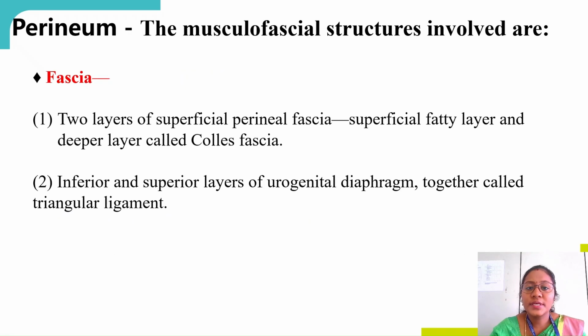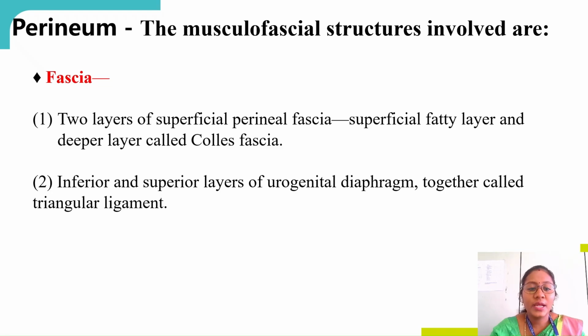So next are the musculofascial structures involved in the perineum. First is the fascia. The superficial perineal fascia has two layers. One is the superficial fatty layer, and the other is the deeper layer, which is also known as the Colles fascia.